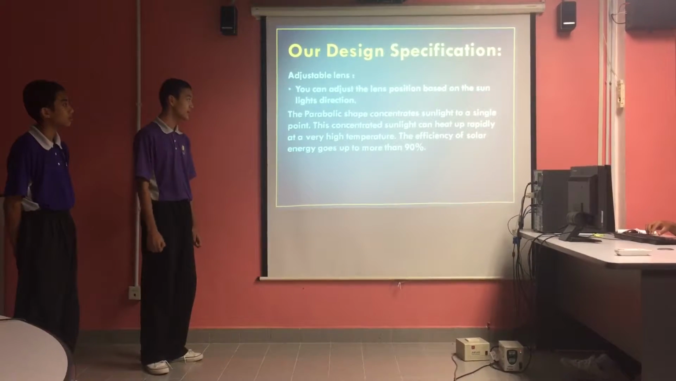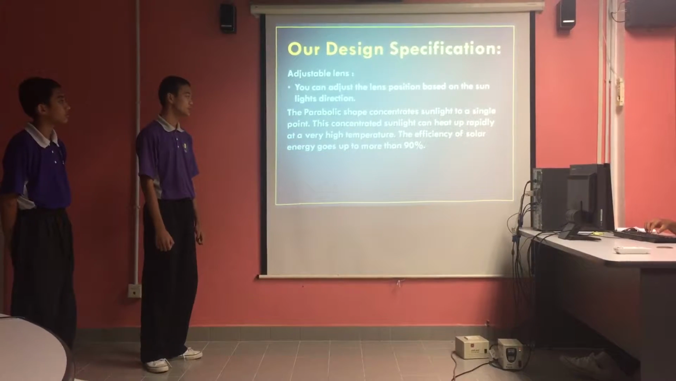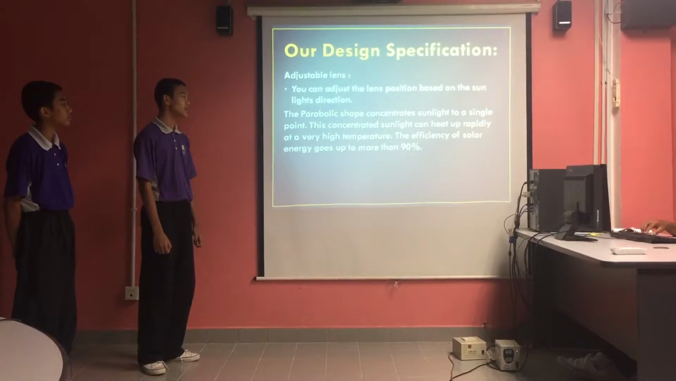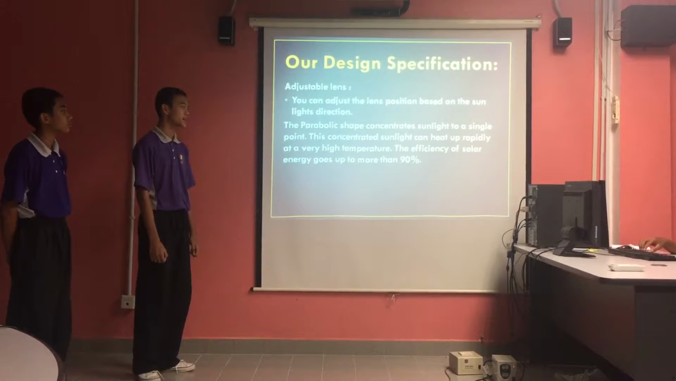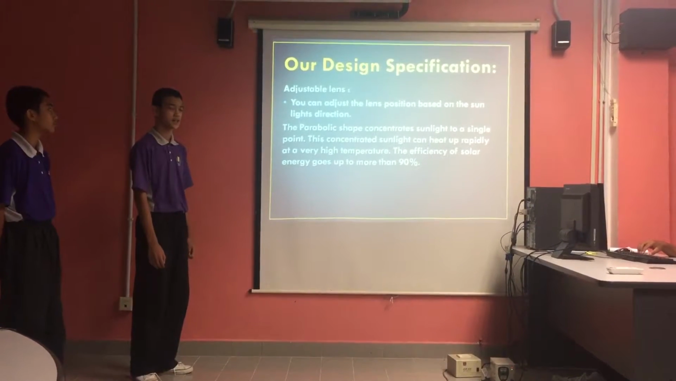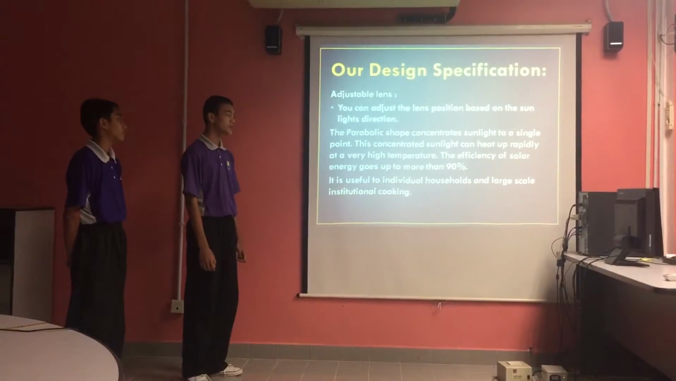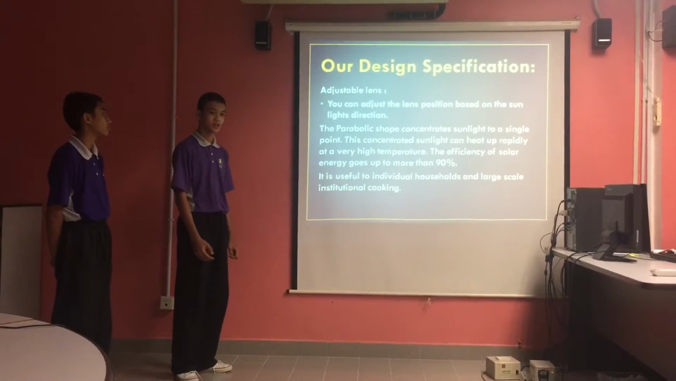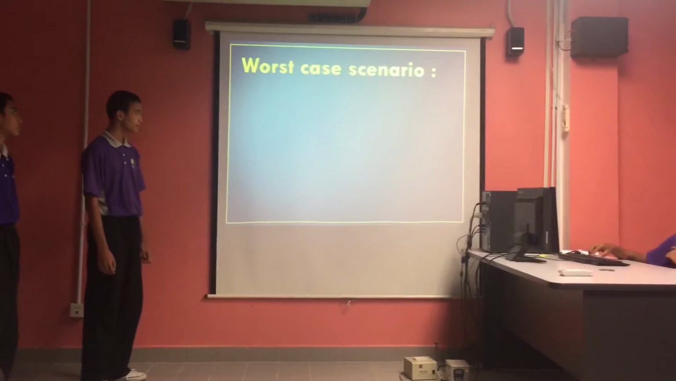The parabolic shape concentrates sunlight to a single point. This concentrated sunlight can heat up rapidly at a very high temperature. The efficiency of a solar energy goes up to more than 90%. It is useful for individual households and large-scale institutions cooking.